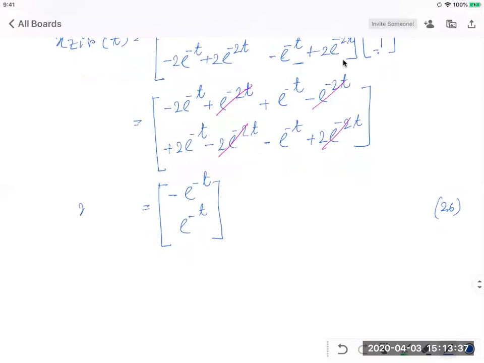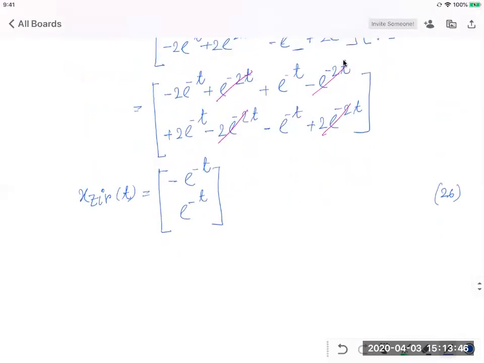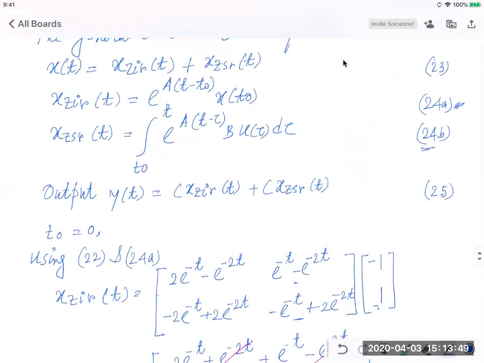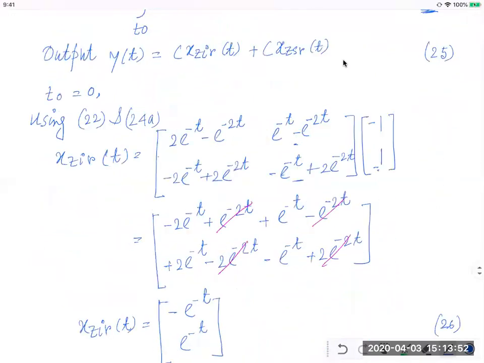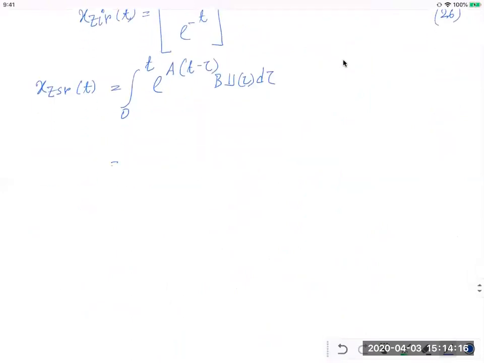So this is x_zir. Now x_zir is equation number 24b. So x_zir(t) is equal to the integral from 0 to t, because t0 is 0, of e to the power A times (t minus tau) times B, multiplied by u, d tau. Integration 0 to t.